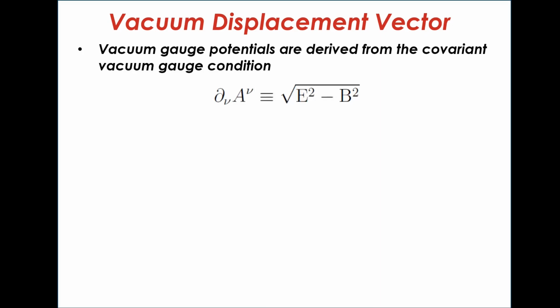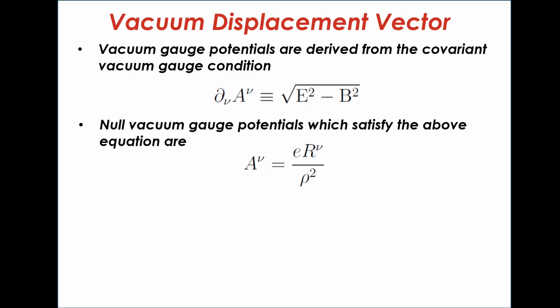A more useful approach to the problem of the classical electron begins by writing the covariant vacuum gauge condition given by this formula. This is a first-order differential equation for the potentials, which is solved by the vacuum gauge null potentials shown here. We are interested in developing a Lagrangian formulation for the classical electron with vacuum gauge potentials.